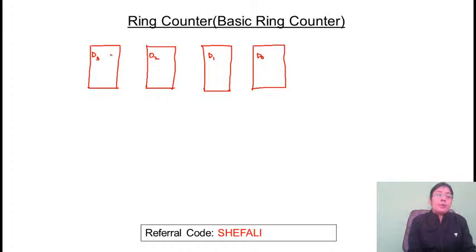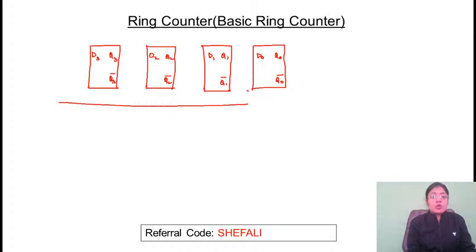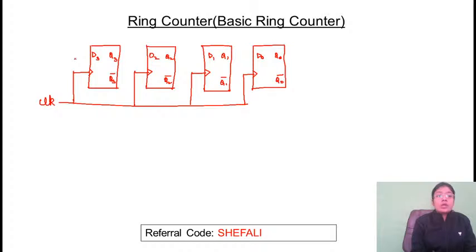Every flip-flop will have 2 outputs, which are complements of each other. Let's say this is Q3, then this will be Q3 complement. This is Q2, Q2 complement. This is Q1, Q1 complement, Q0 and Q0 complement. Since this is a special type of synchronous counter, all the flip-flops will be clocked simultaneously. This is the clock applied. What about serial in, serial out? What does it mean?